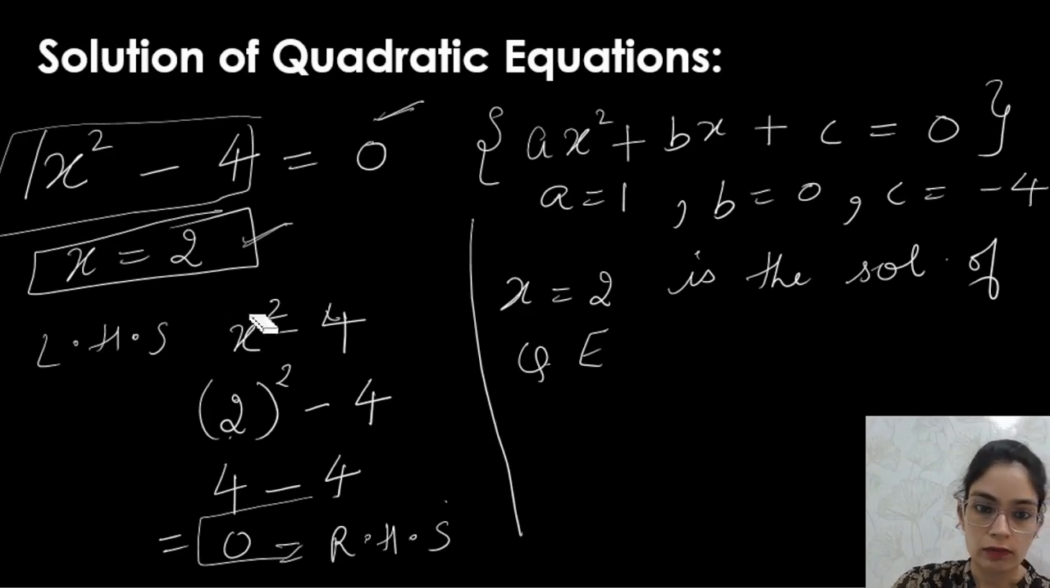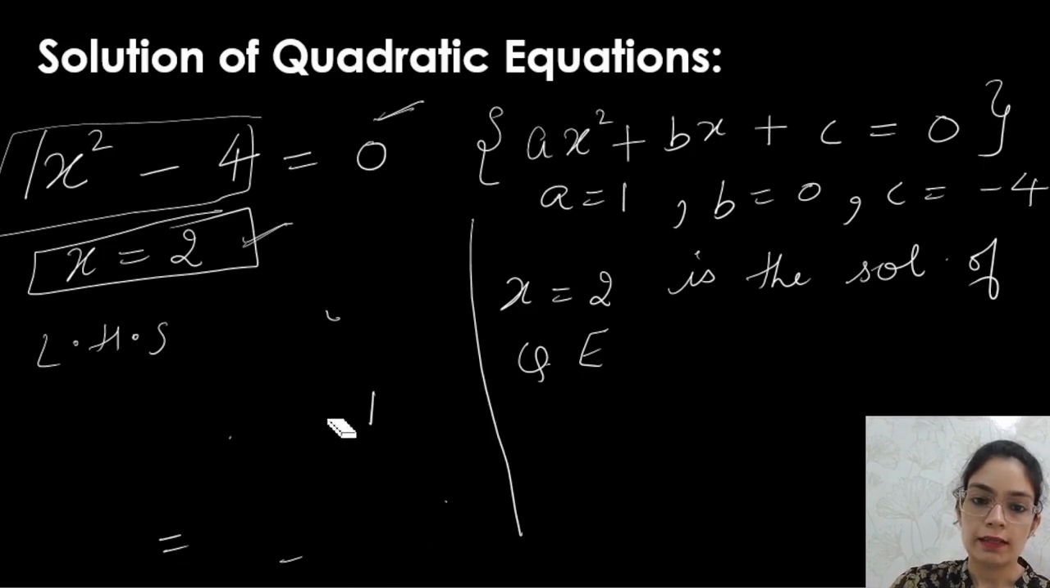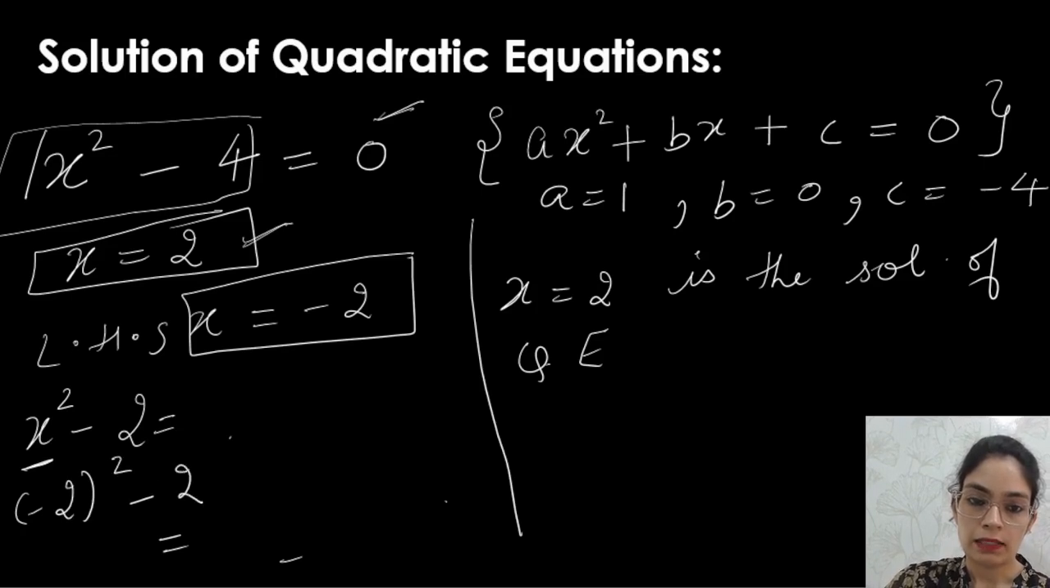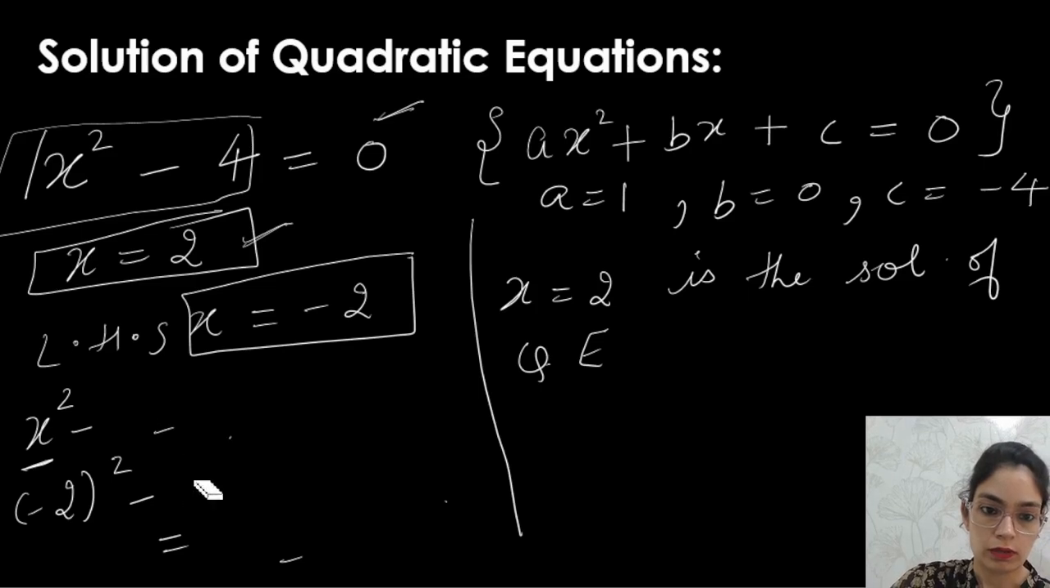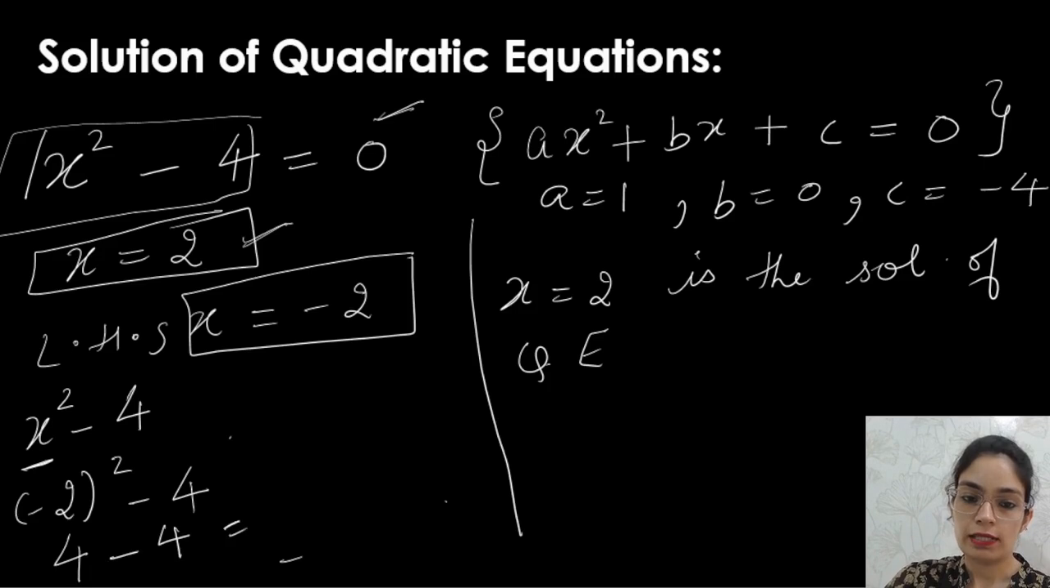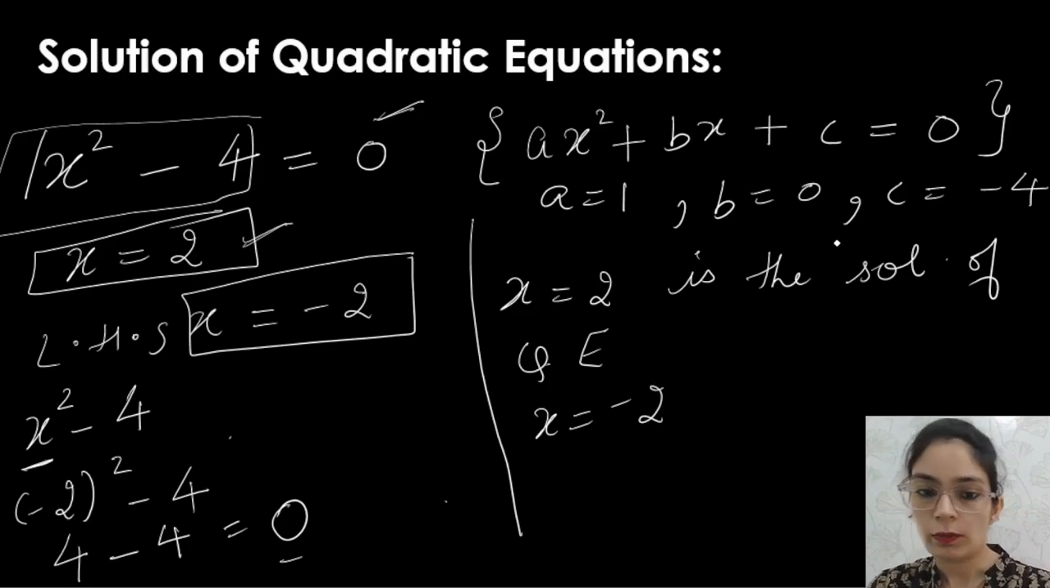Similarly, if I take the value of x as minus 2, negative 2, let's take. Now I am taking the value of x as negative 2. My given equation's left hand side is x square minus 4. In place of x square, we substitute negative 2 whole square, then minus 4. That means negative 2 square minus 4. And we know the square of negative 2 is also 4. So here also I get 4 minus 4 is equal to 0, which means x is equal to minus 2 is also a solution of the quadratic equation.